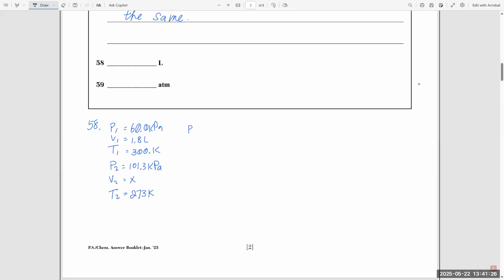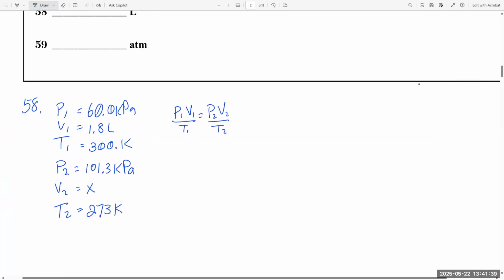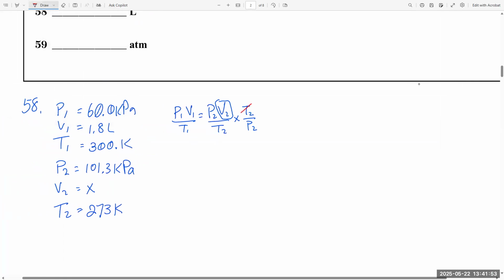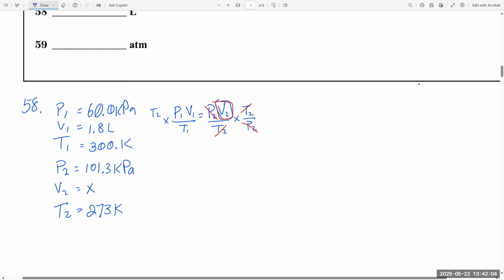So we go P1 V1 over T1 is equal to P2 V2 over T2. And what are we solving for? We're solving for V2. So since we're solving for V2, what do we have to do? We're trying to isolate this guy. So we're going to multiply both sides by T2 over P2, because that will allow me to cancel out, giving us our V2. We're going to do the same thing on both sides.